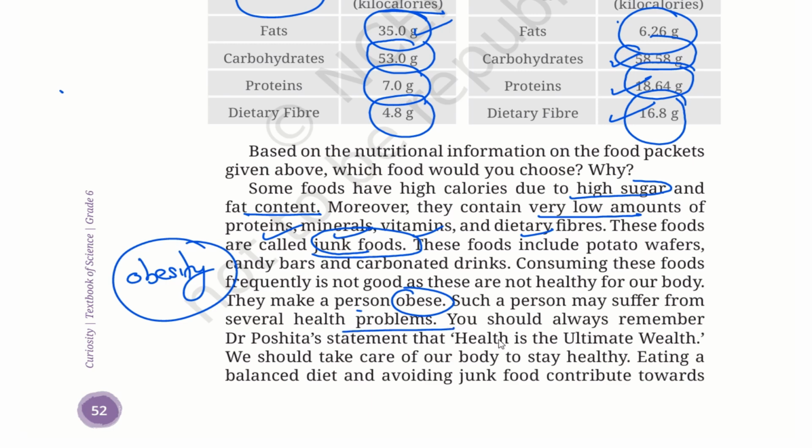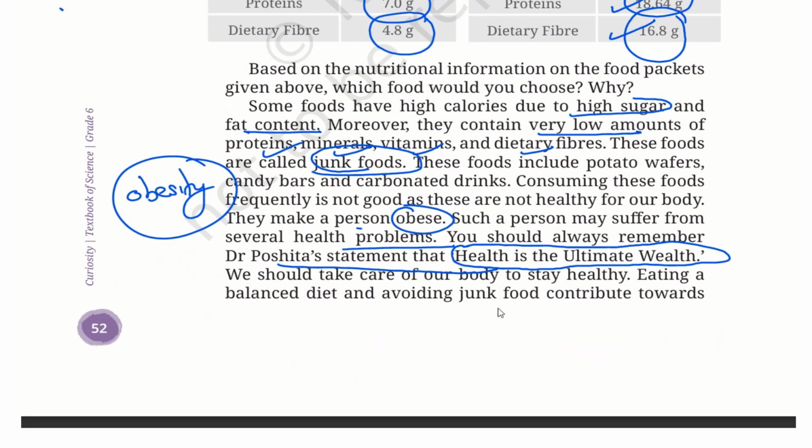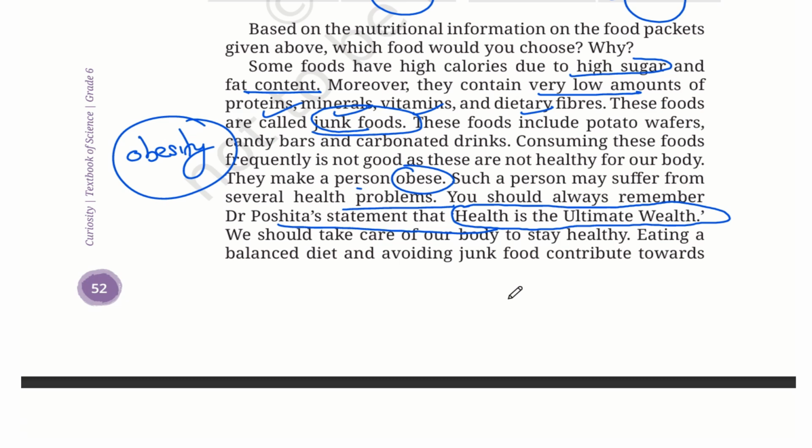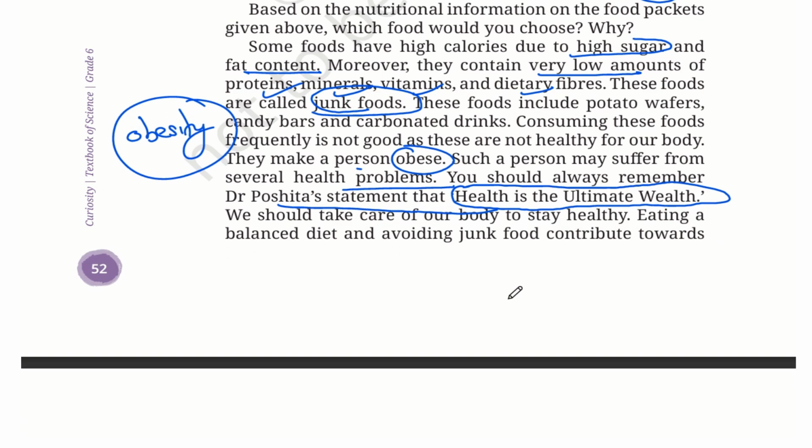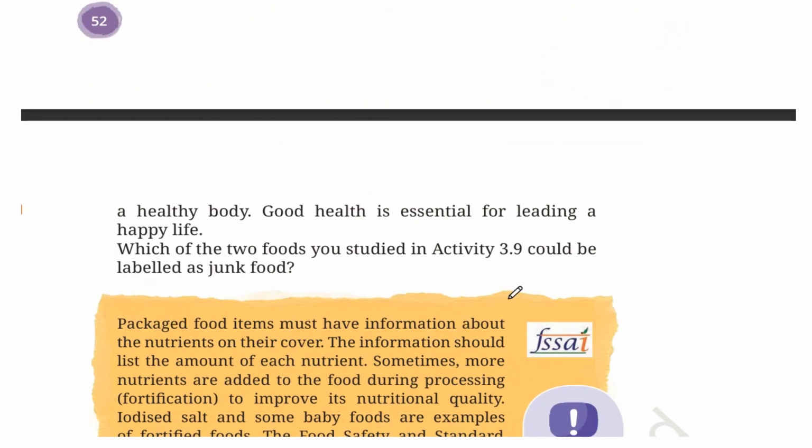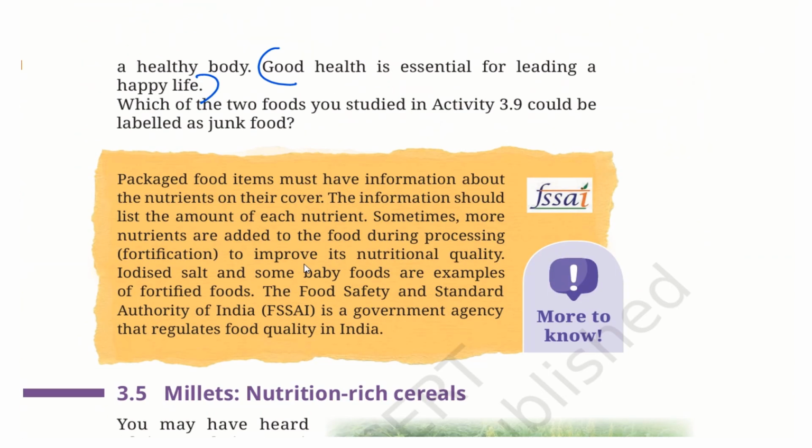You should always remember Dr. Pushita's statement. What is it? Health is the ultimate wealth. You are earning so much money, but your health is not supporting you. So what is the use of that money, right? So health is the ultimate wealth. So we should take care of our body to stay healthy. Eating a balanced diet and avoiding junk food contribute towards a healthy body. Good health is essential for leading a happy life. Okay, so which of the two foods you studied in the activity could be labeled as junk food? The first one will be the junk food, that is potato wafer.